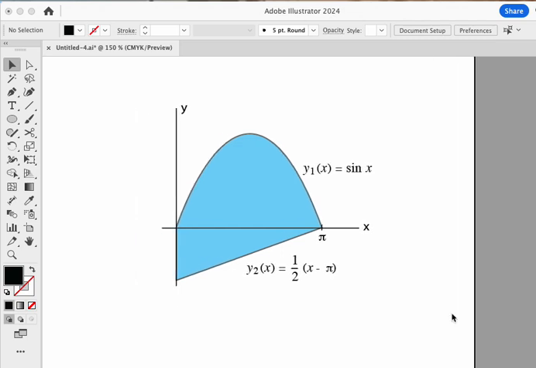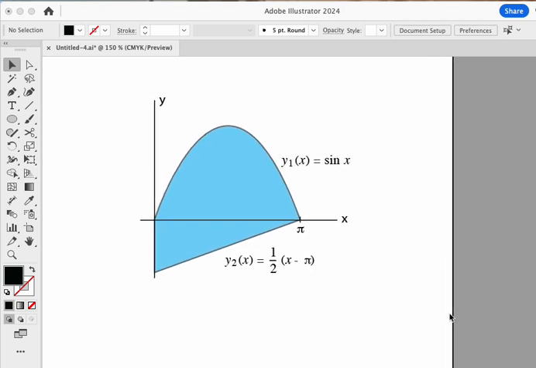Okay, let's say you've got a graph like this. So I've got y is equal to sine x and y is equal to 1/2 of x minus pi. That's this straight line. The sine x is that curve right there. And I want to do some integrals.